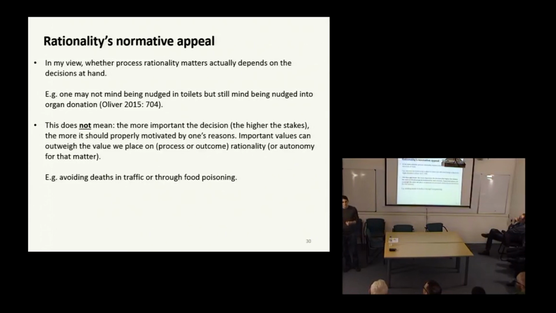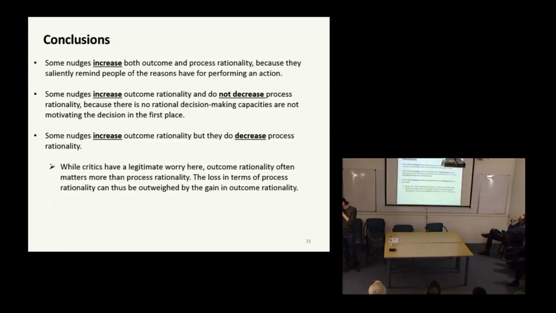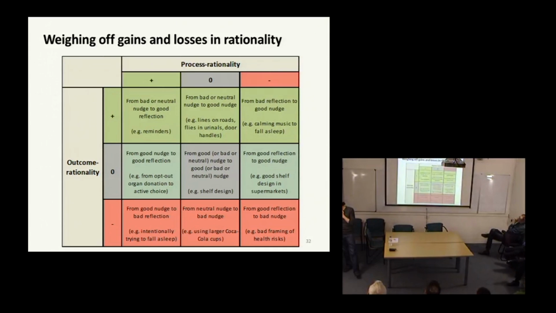If nudges can do that, like the lines on the streets, if the drag racer crosses them and automatically brakes, that's fine. If we need more coercive measures, that's fine as well. So some nudges can increase both outcome and process rationality, or lead in different kinds of directions. Maybe I should just stop here. If there are any questions, we can maybe come back to this scheme to see where the examples fit in.